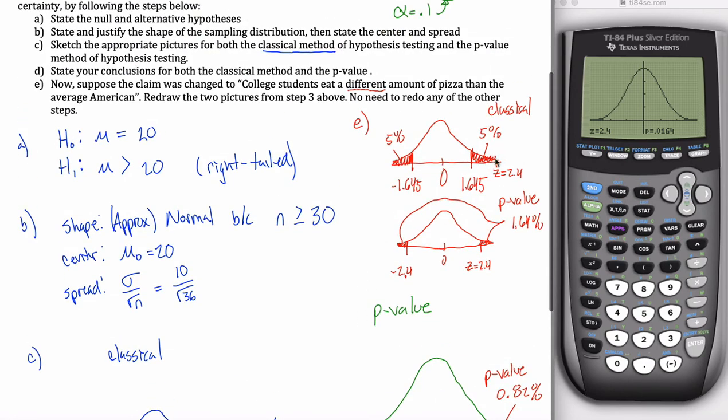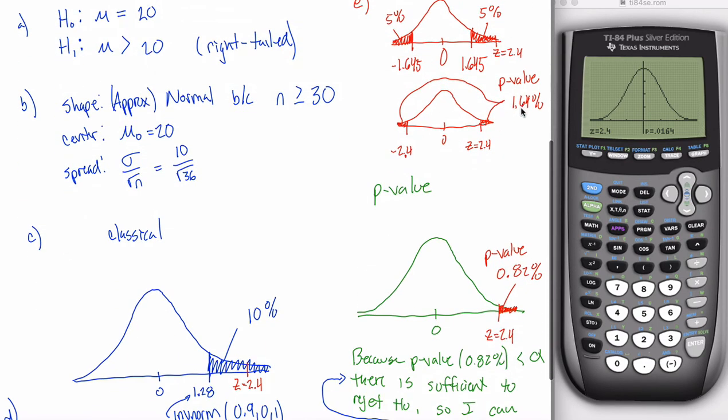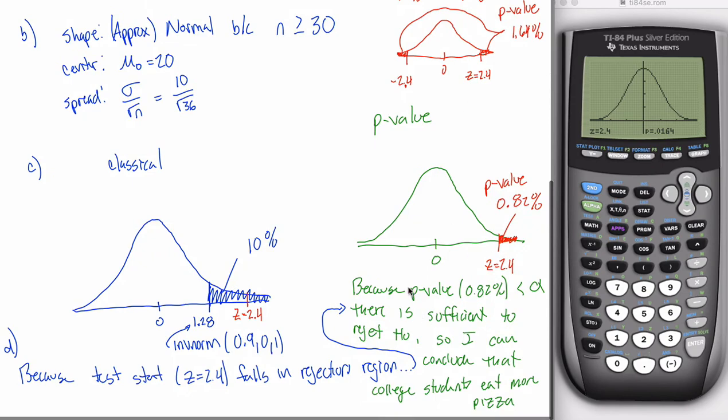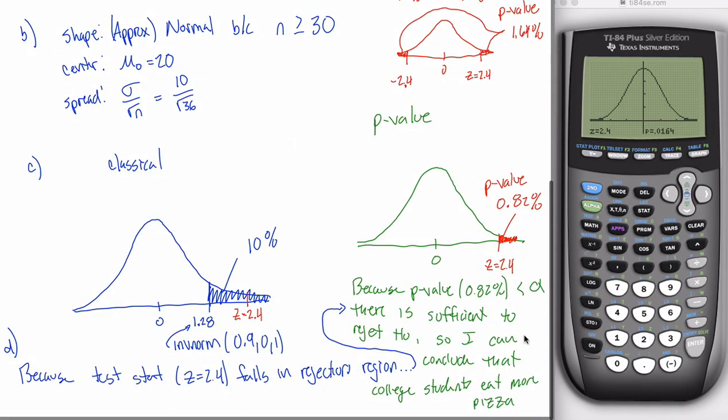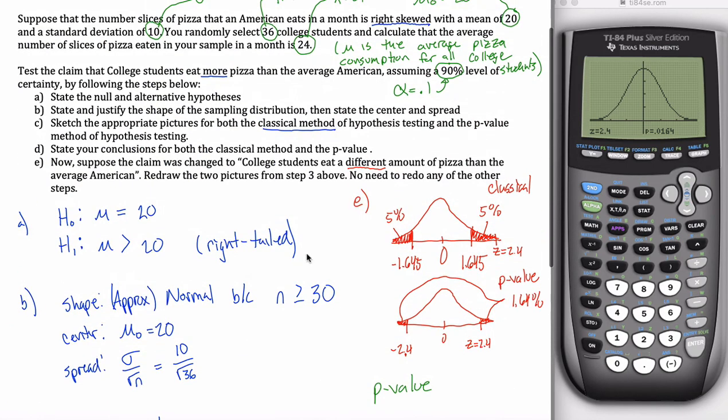I'd say my test statistic's still in the rejection region, I'd say my p-value is still less than alpha. So if I were making conclusions, which it doesn't ask me to do, but if it did, I'd still say there's sufficient evidence to reject the null hypothesis, so I can conclude that. And now instead of saying college students eat more pizza, I'd say college students eat a different amount of pizza. That's the idea with step E, and that's what you're doing in this problem.